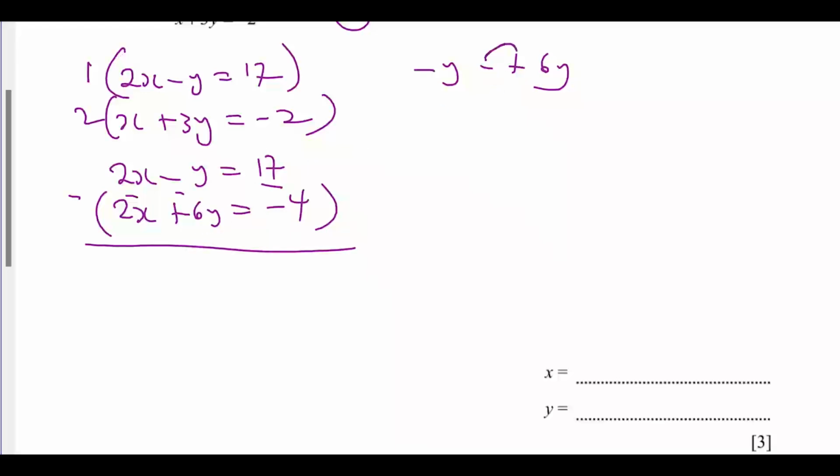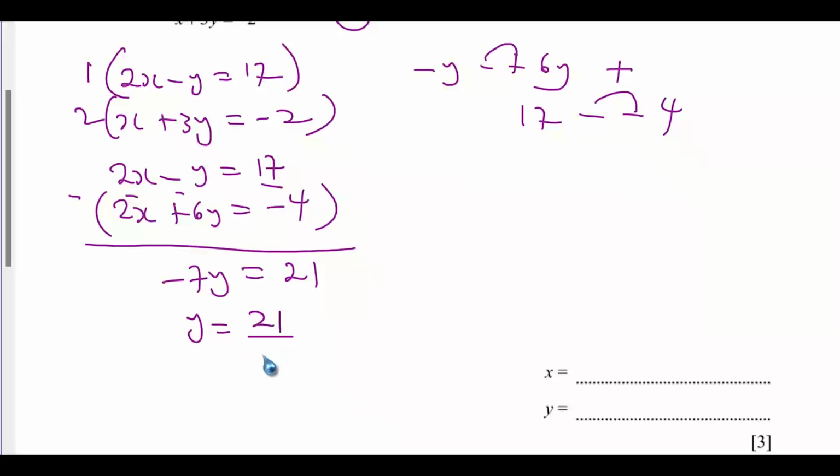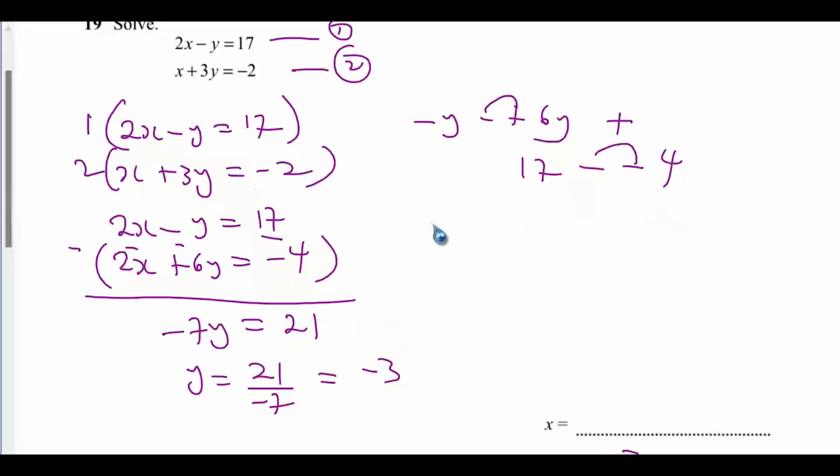So this and this combine together to become negative. That means minus 1y minus 6y will give us minus 7y, then equals to, we have 17 minus 4. This and this will combine together to become positive. So that will be 17 plus 4, that will be 21. So you divide both sides by negative 7. That will be y equals to 21 over negative 7. That implies that y equals to negative 3. So you can substitute y equals to negative 3 into equation 2. So this is equation 2.